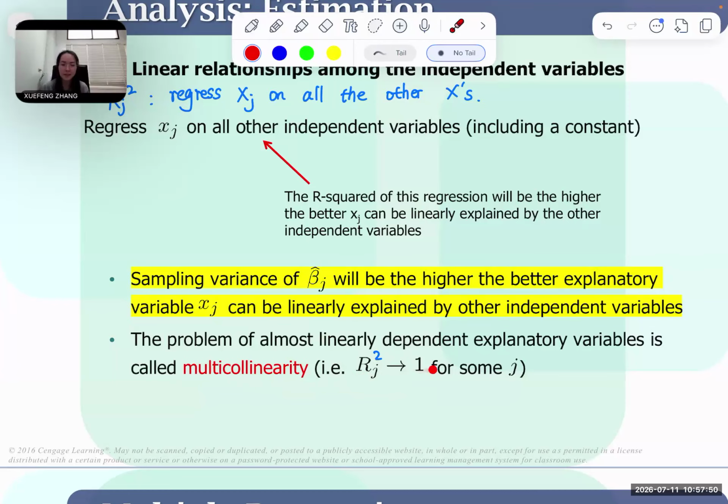Here let me repeat it again. Rj squared close to 1, we call this multicollinearity. Important distinction from before, okay? This is not a violation of MLR3, assumption 3. MLR3 only bans perfect correlation.